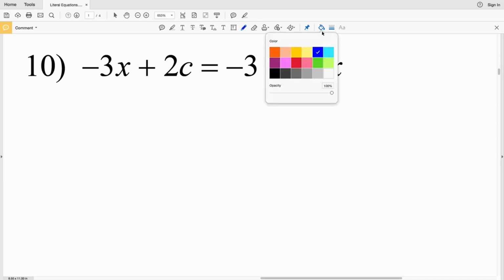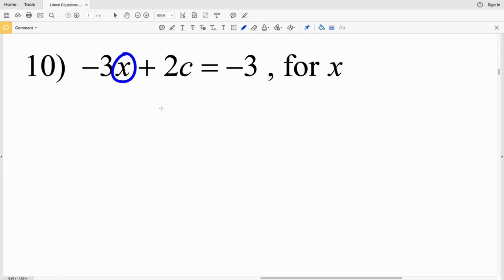So we're solving for x, which means we need to isolate that x. We're going to do so by subtracting 2c at the start.